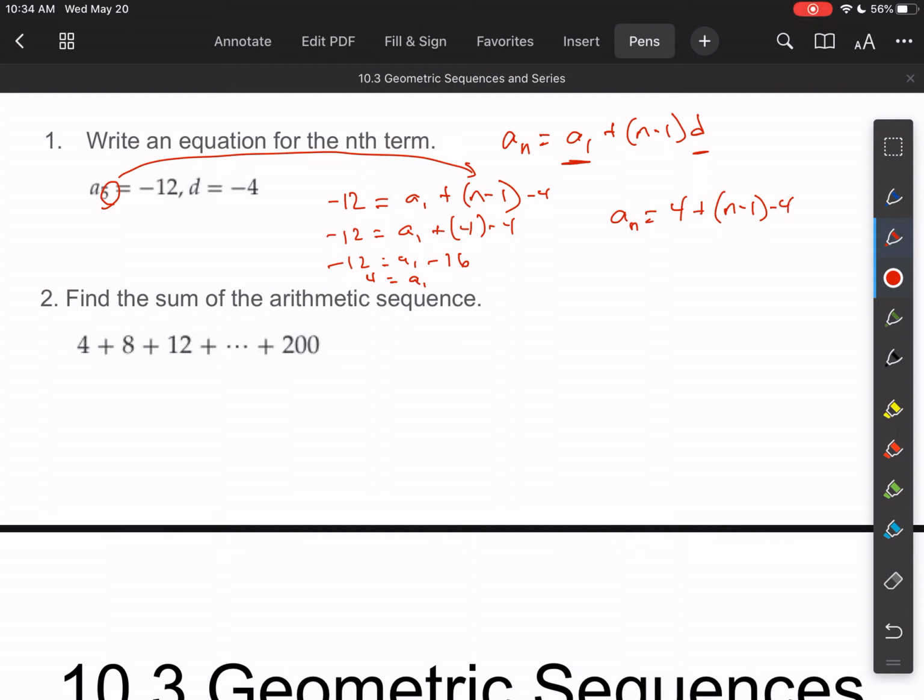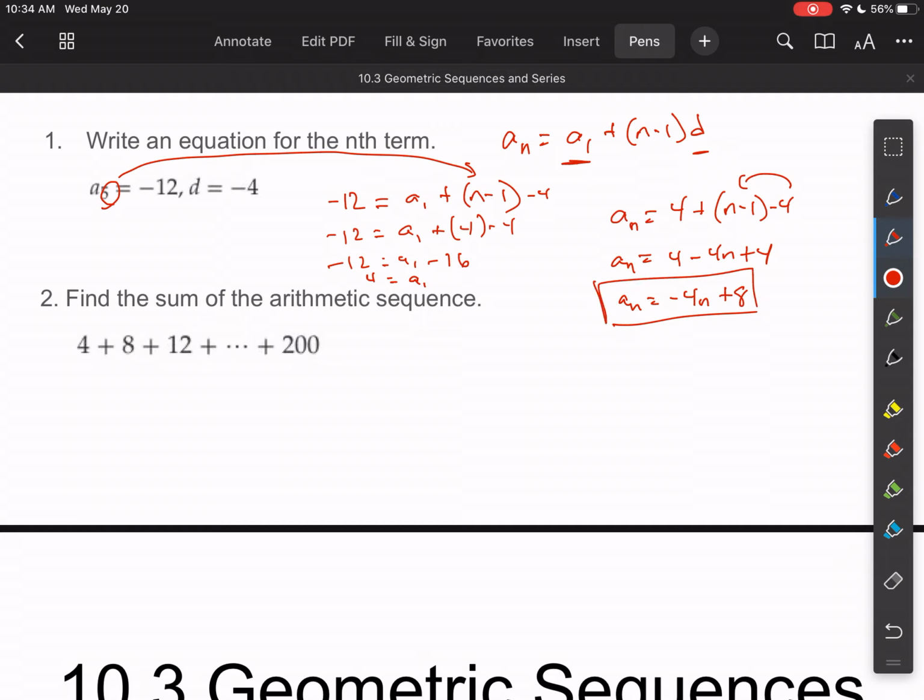I can simplify here, combine like terms. So a sub n is equal to 4, negative 4 times n is negative 4n, negative 4 times negative 1 is plus 4. Combining like terms, I get a sub n is equal to negative 4n plus 8. So there's my nth term equation for that one.